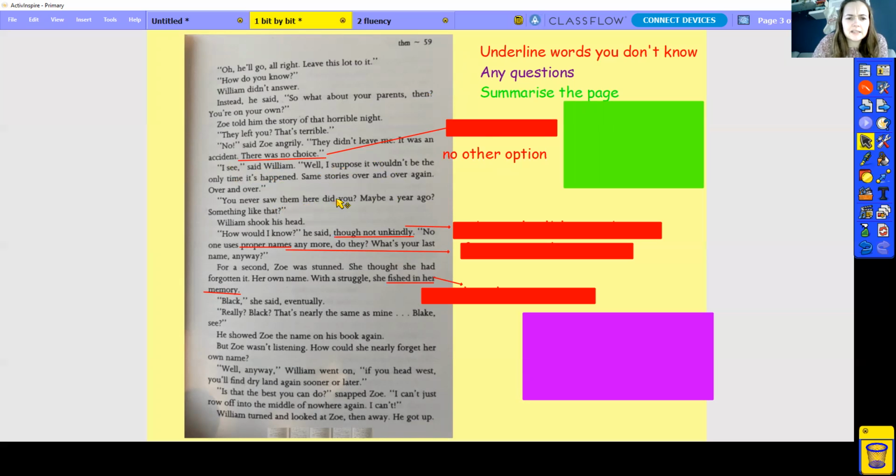"You never saw them here, did you?" "Maybe a year ago, something like that." Remember, she's not quite sure how long she was on her own on the island. She said time seemed to pass differently. She wasn't sure how long it had been.